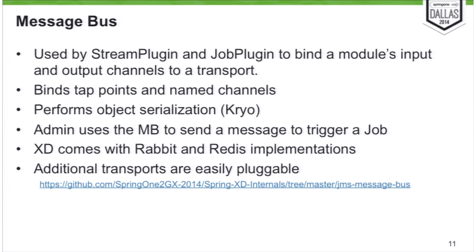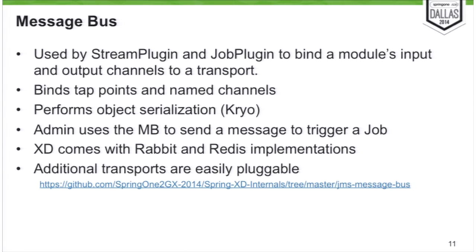So these things all get bound by the message bus to the transport. The other thing the message bus has to do is take care of the marshaling. So if you're going over Rabbit or Redis, any type of remote protocol, and you have a POJO, you might need to do some serialization.